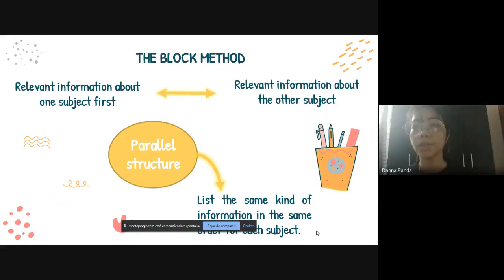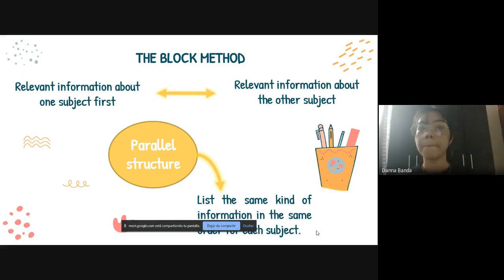Okay, now I'm going to talk about the block method. In the block method, you present all of the relevant information about one subject first, and then you present all of the relevant information about the other subject, right? In this method, you must be very careful to list the same kind of information in the same order for each subject, right? And this is a technique called parallel structure.